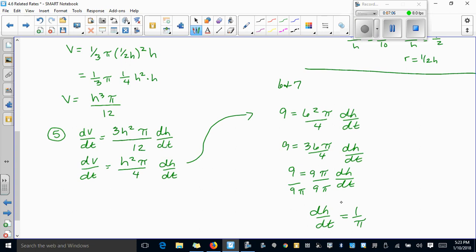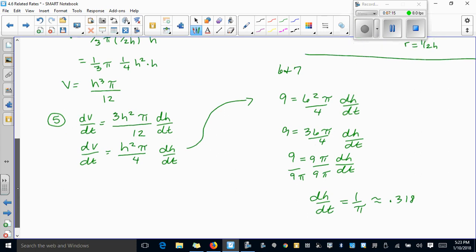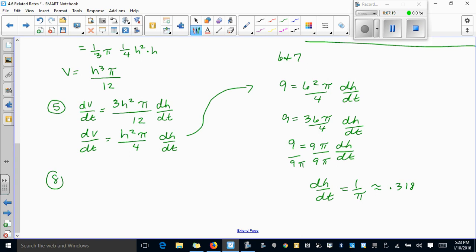The height of the water, sorry, the height of the water is increasing or changing, it doesn't matter, at a rate of 1 over pi, or 0.318, feet per minute when the height is 6 feet.